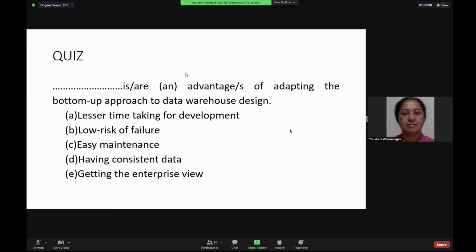Adopting bottom-up approach to data warehouse design. You know that in the bottom-up approach, the data warehouse is at the bottom, and then you will have the data marts on top of it. So we will be developing the data marts first, and then we'll go to the data warehouse as well. When you develop it, you can focus more on developing the data marts first, and then you can combine all this data. All right, now what is the answer?